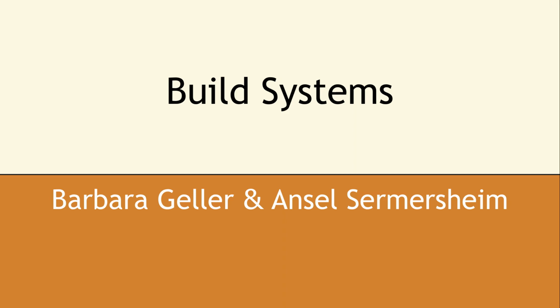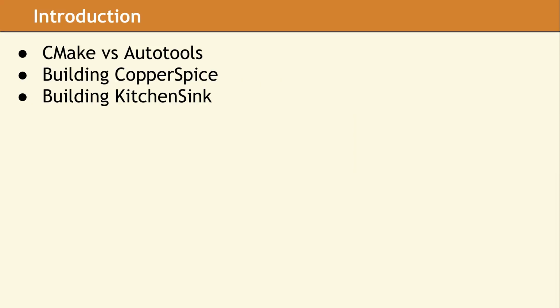In this video, we are going to talk about build systems and demonstrate how we configured CopperSpice so it can be linked into a C++ application. Build systems. We are going to compare CMake and AutoTools and talk about their origins and where they are today. Then we're going to give a brief overview about how to build CopperSpice.